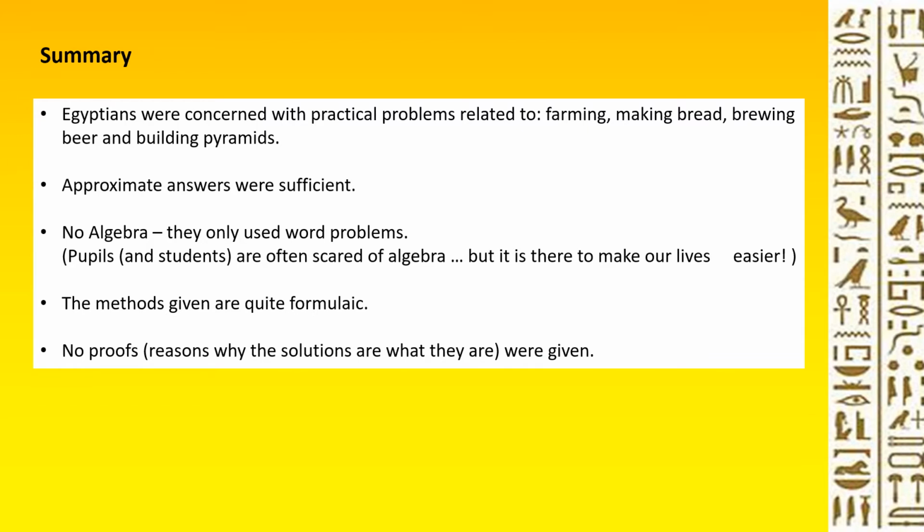To summarize, Egyptians were largely concerned with solving practical problems which related to their everyday lives. For example, in farming, what area of land is needed to create a certain yield of a crop? In making bread and brewing beer, how much grain is needed? And how much material is needed for building pyramids? We've seen that for Egyptians, approximate answers were usually sufficient. No algebra was used, as this had not been invented. They only used word problems, and their solutions were often wordy.